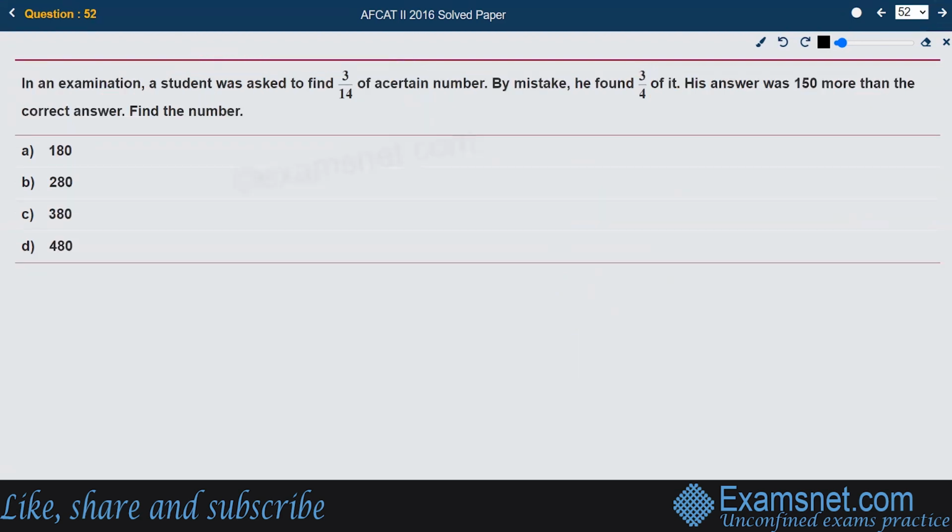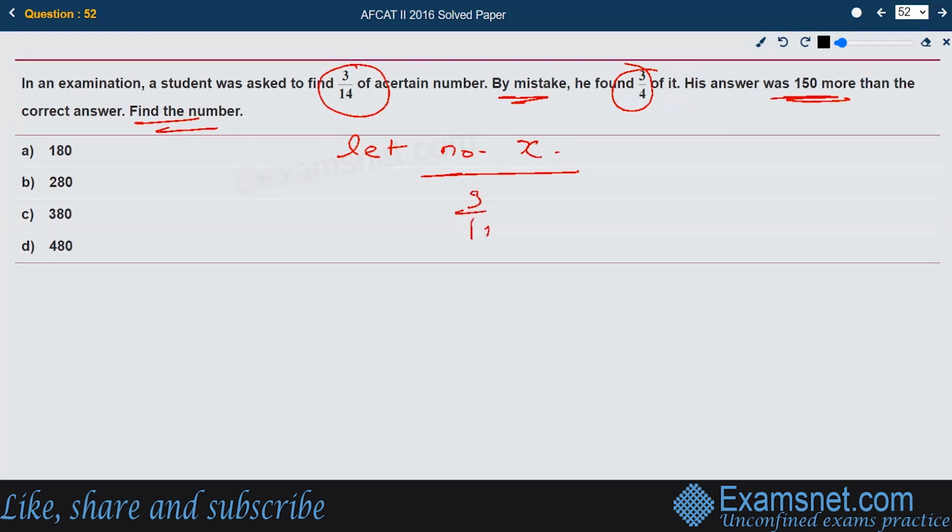Now, the next question. He says, in an examination, a student was asked to find 3 by 14 of a certain number. By mistake, he found out 3 by 4 of it, and his answer was 150 more than the correct answer. Find the number. So we will assume, let the number that is being found out be x. Now, in the first step, he should have taken 3 by 14 of x, but he has taken 3 by 4.